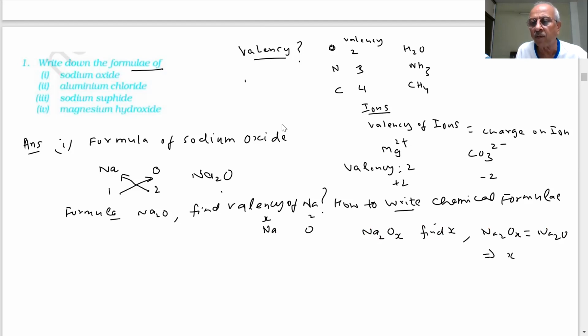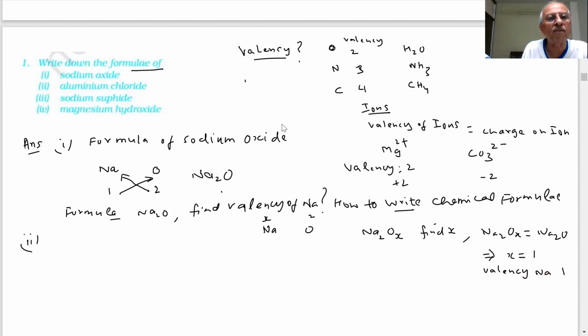This implies X is equal to what? What will be the value of X? In Na2OX you want Na2O, you want 1, so X is equal to 1. Therefore, you can say the valency of sodium is 1 in the case of Na2O. So we can go in reverse. A question can be put in any way. It is by practice that we are able to do it. Next question is coming, number 2.